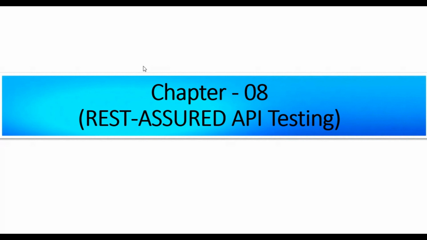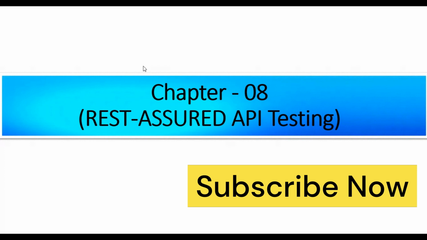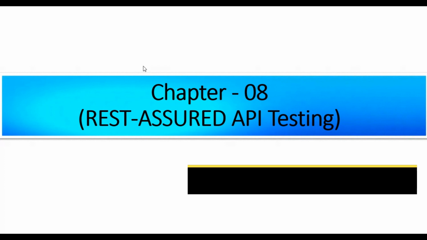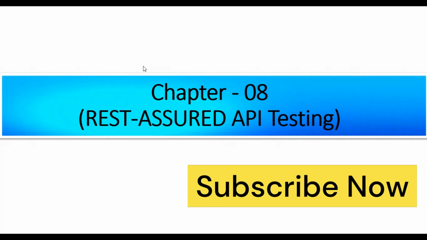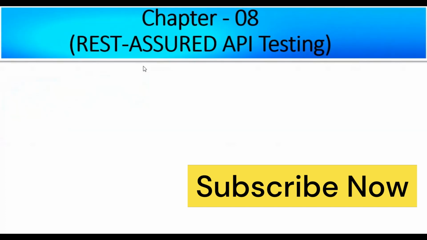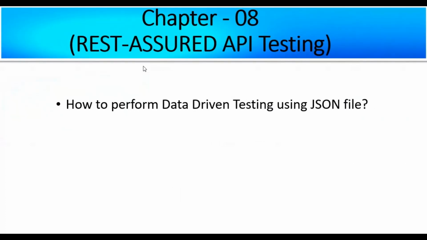In the previous REST Assured API testing tutorial, I discussed how to configure Allure report, and also how to generate the Allure report for the REST Assured API testing. In this chapter 8 of the REST Assured API testing tutorial, I will discuss how to perform the data-driven testing using the JSON file.